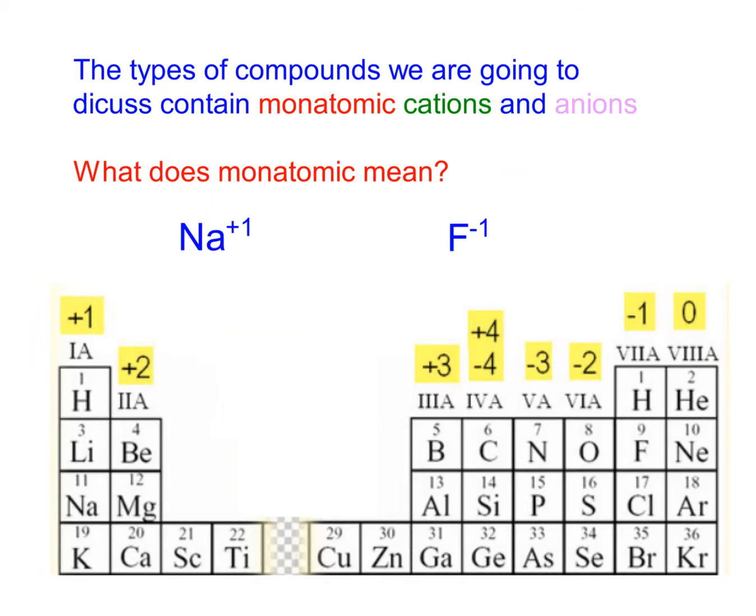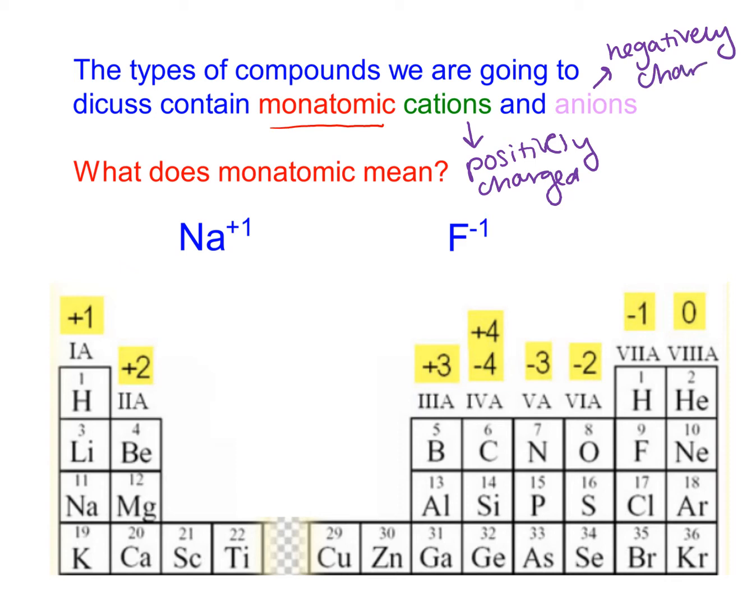So all of the compounds that we're going to be talking about in this video are going to contain what we call monatomic cations and anions. So I want you to remember from that homework again that a cation is a positively charged ion and an anion is a negatively charged ion. And when we're talking about monatomic, we're talking about single atoms.